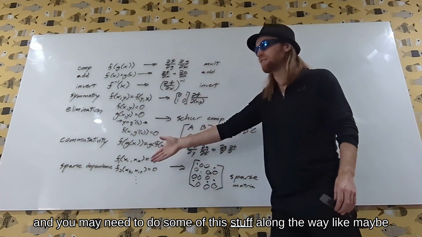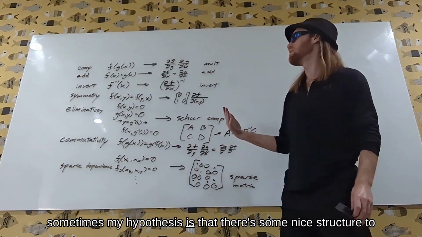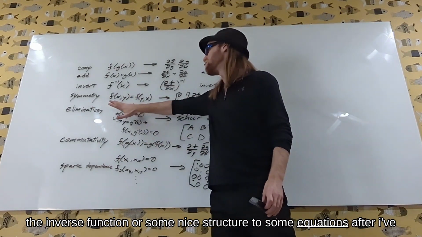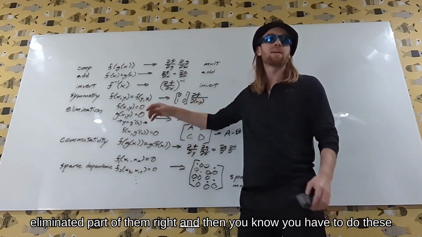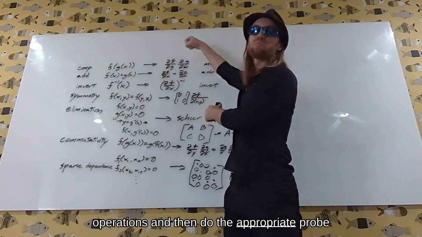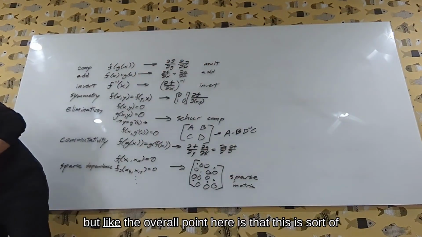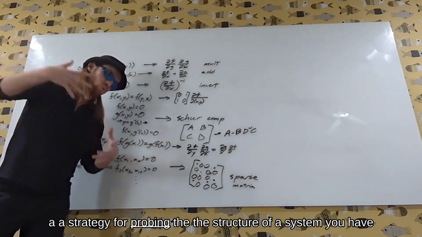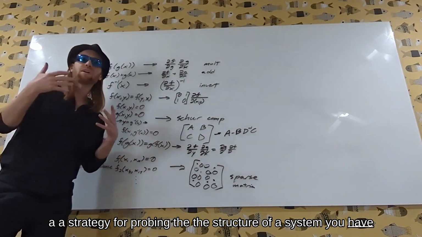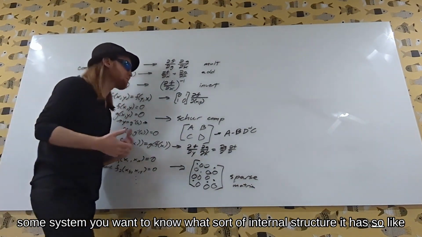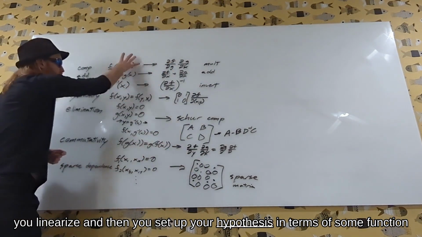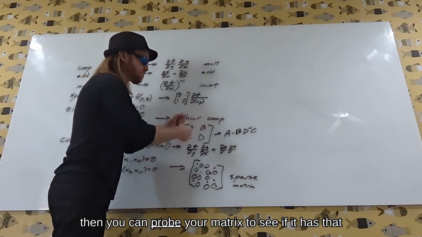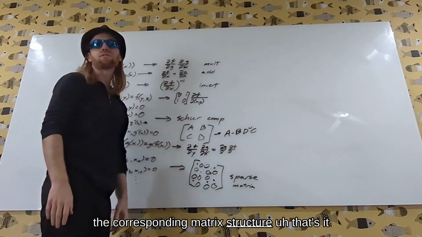And you may need to do some of this stuff along the way. Maybe sometimes my hypothesis is that there's some nice structure to the inverse function, or some nice structure to some equations after I've eliminated part of them. And then you have to do these operations and then do the appropriate probe. But the overall point here is that this is a strategy for probing the structure of a system. You have some system, you want to know what sort of internal structure it has, so you linearize, then you set up your hypothesis in terms of some function structure, translate that to the linear case, and then you can probe your matrix to see if it has the corresponding matrix structure.